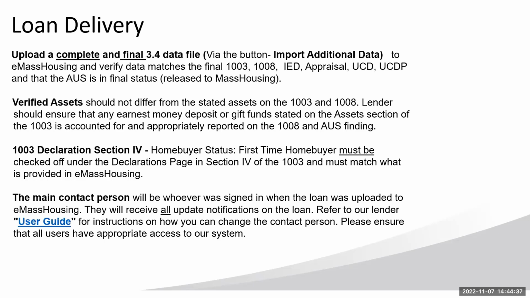And lastly, the main contact person will be whoever was signed in when the loan was uploaded to MassHousing. They will receive all the update notifications on the loan throughout the whole entire process. So ensure that main contact person is kept updated. After each step of the process, that contact should be verified.